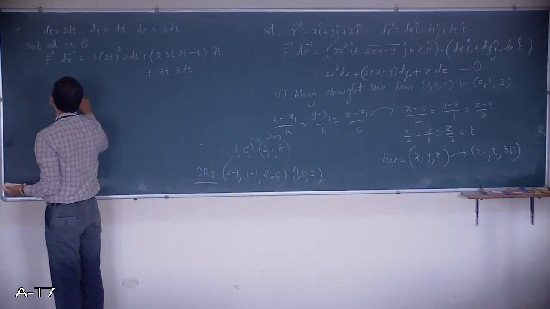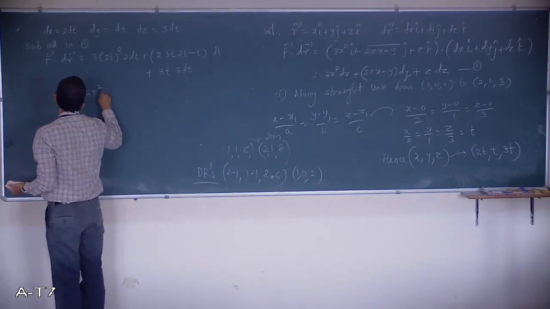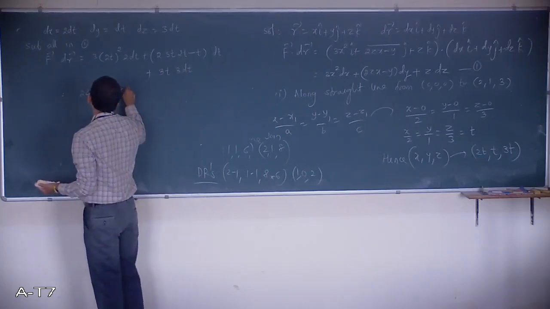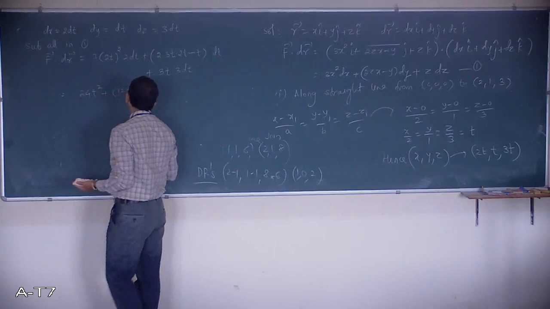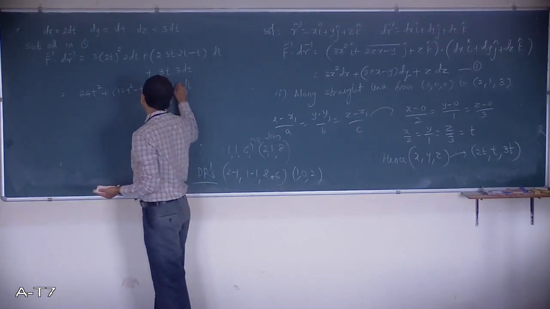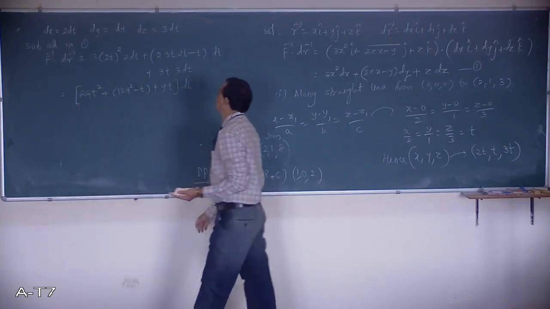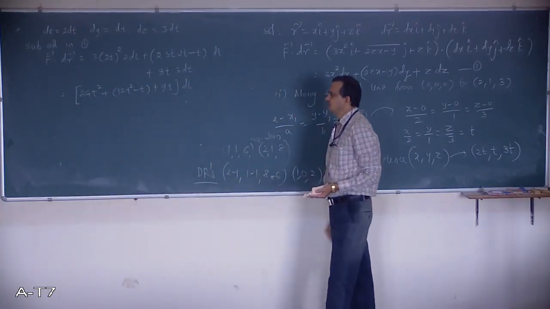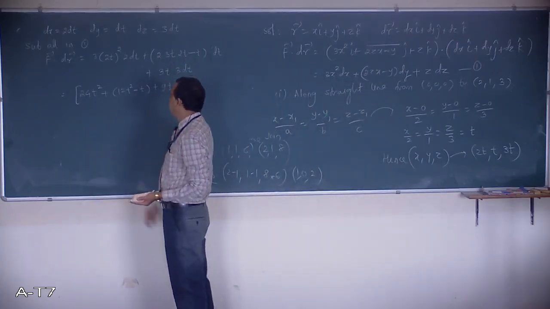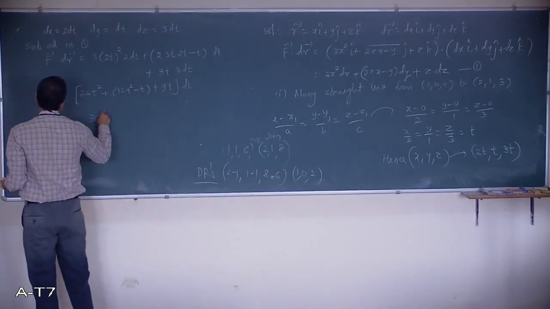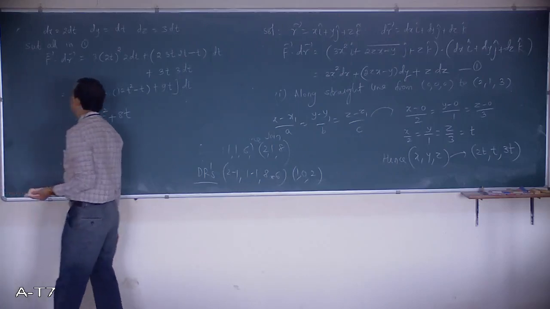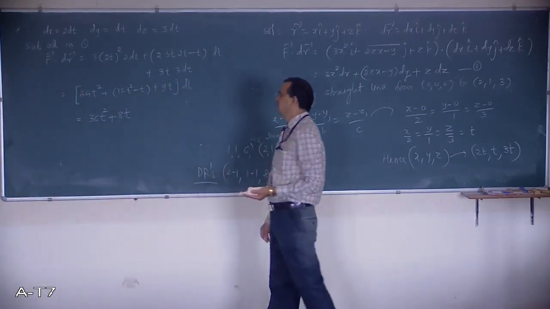6 into 4, 24t square plus 6 into 2, 12t square minus t. I am not writing dt, I will write it in the end. This is the expression. Simple addition multiplication. So 12t square minus t and hence total is 36t square plus 8t.